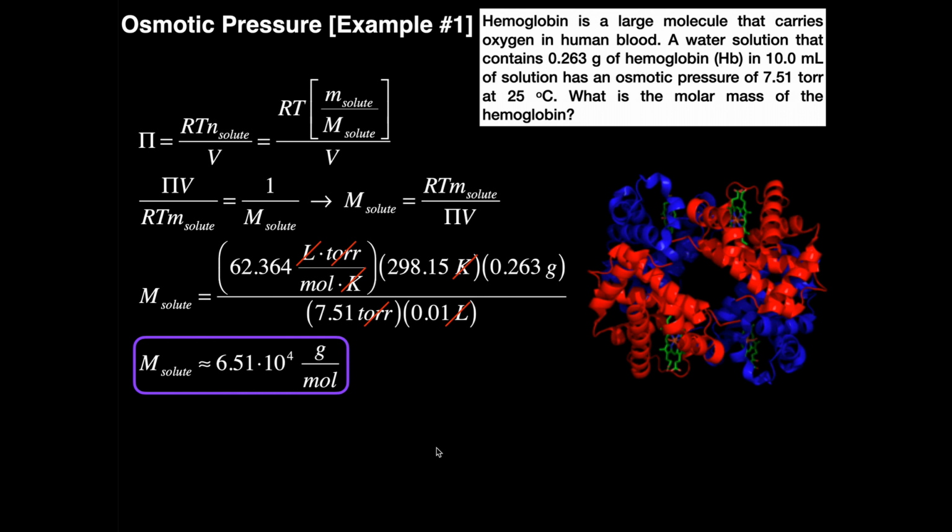So with this type of problem, if you know you're dealing with osmotic pressure in some way, it either asks you to calculate that or it gives it to you, and you also have molecular weight, then you'll need to use this substitution for the moles, which is the mass of that solute divided by the molecular weight or molar mass of that solute. So hopefully this made sense to you.